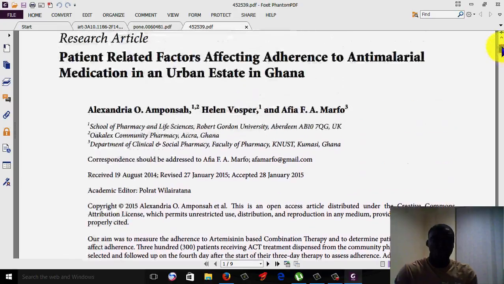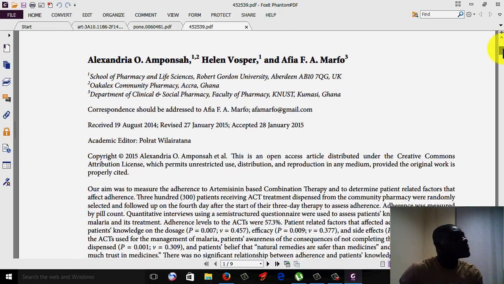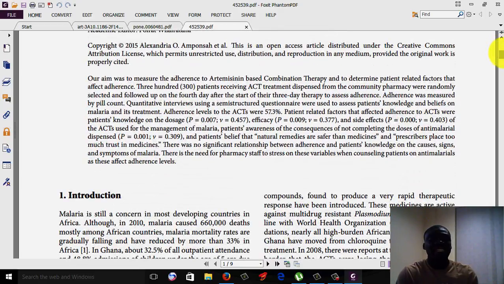Okay, so we look at this one too. This one too is what? Patient-related factors affecting adherence to anti-malaria medication in an urban estate in Ghana. So this one is what? Patient-related factors. So you guys are talking about what? Adherence to what? Malaria. You might not have even thought about the patient-related factors. So as you see these ones, the results that have been presented and the things that were done, there may be some things that you may be interested in adding to your instrument.